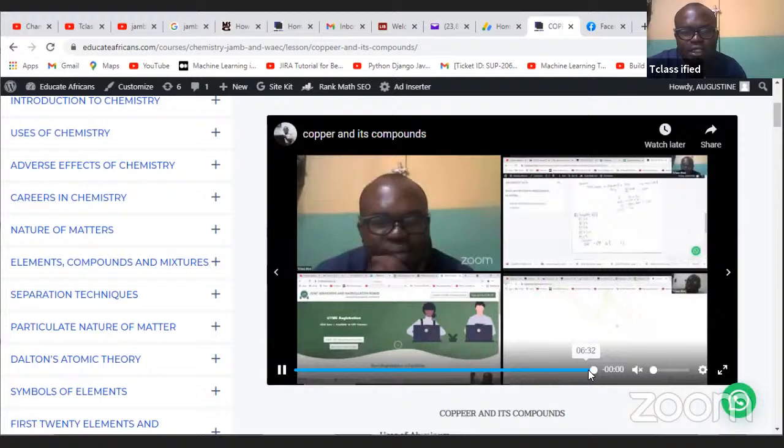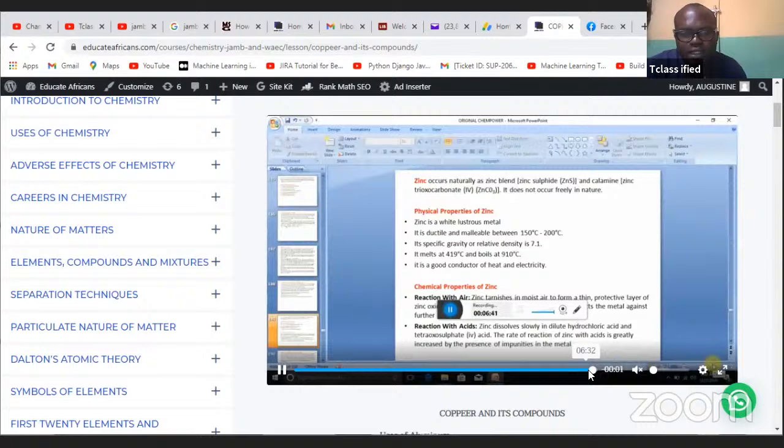The other is chemical properties. We have reaction with air and then reaction with acid. Okay. So that's like a summary of all the metals and their compounds.